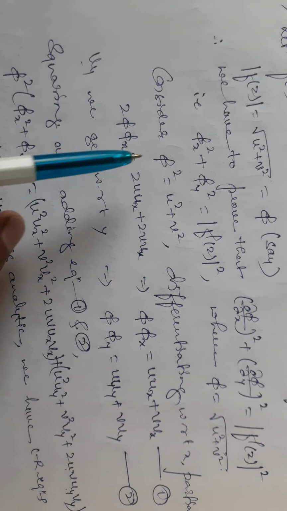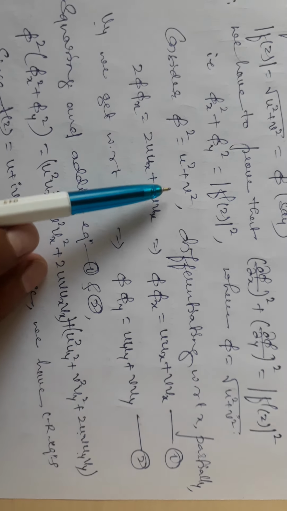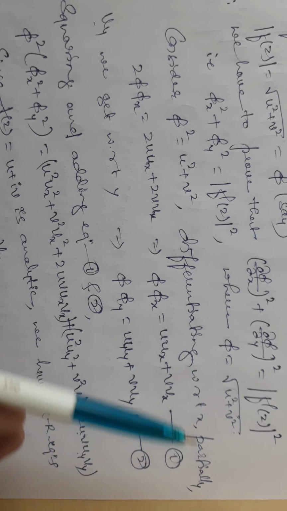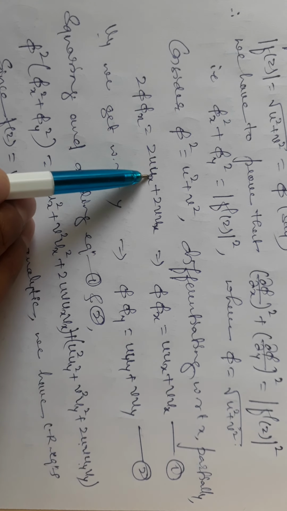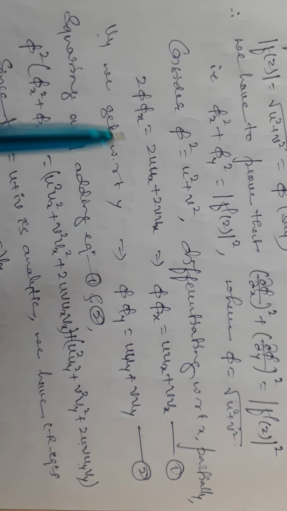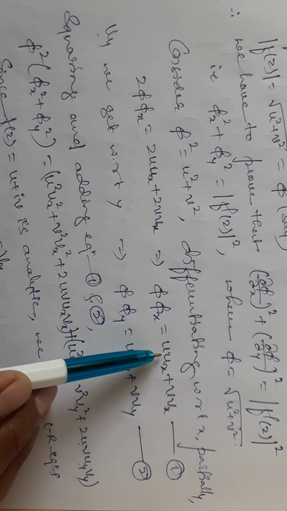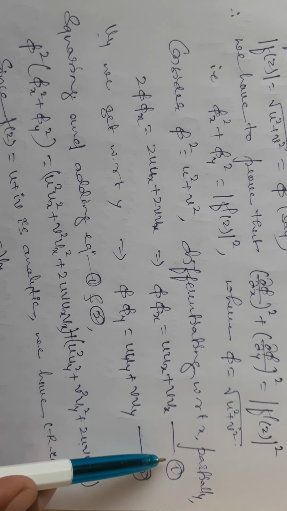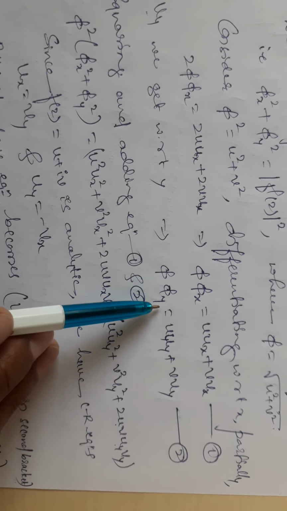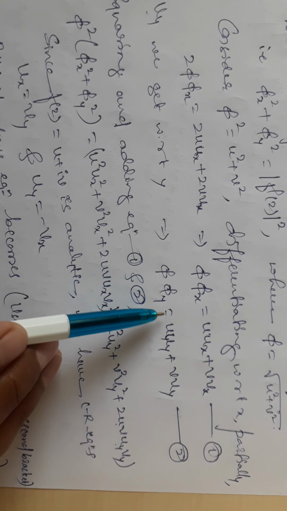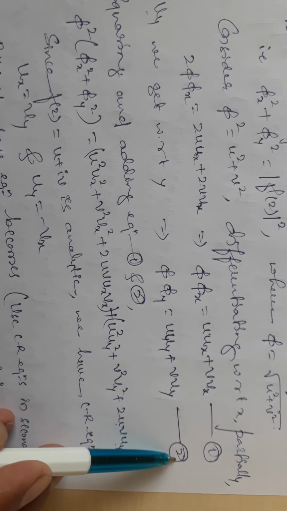Now we consider phi square, taking the square on both sides, u square plus v square. Differentiating with respect to x partially, we get 2 phi into phi x equal to 2u ux plus 2v vx. Then dividing by 2 on both sides, we get phi into phi x equal to u into ux plus v into vx. We can call this equation number 1. Similarly, with respect to y, that is replace x by y, we have phi into phi y equal to u into uy plus v into vy. We can call this equation number 2.